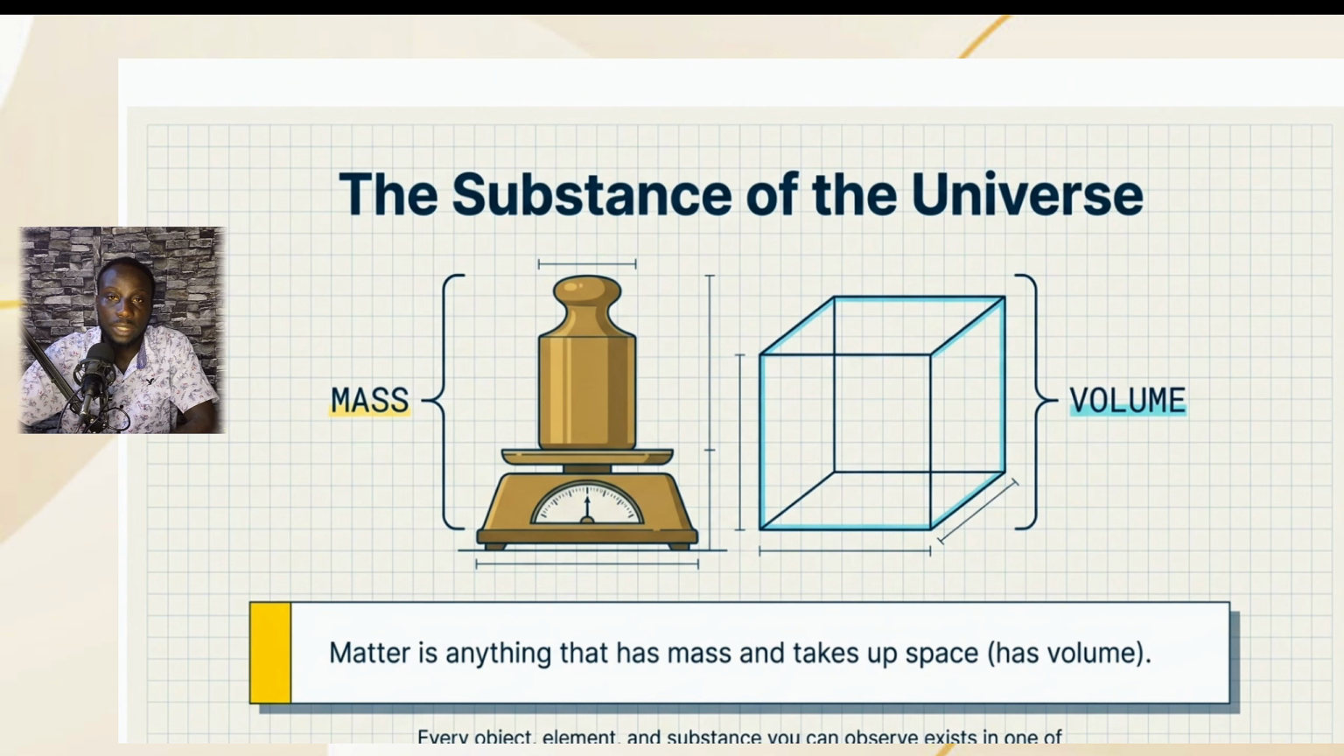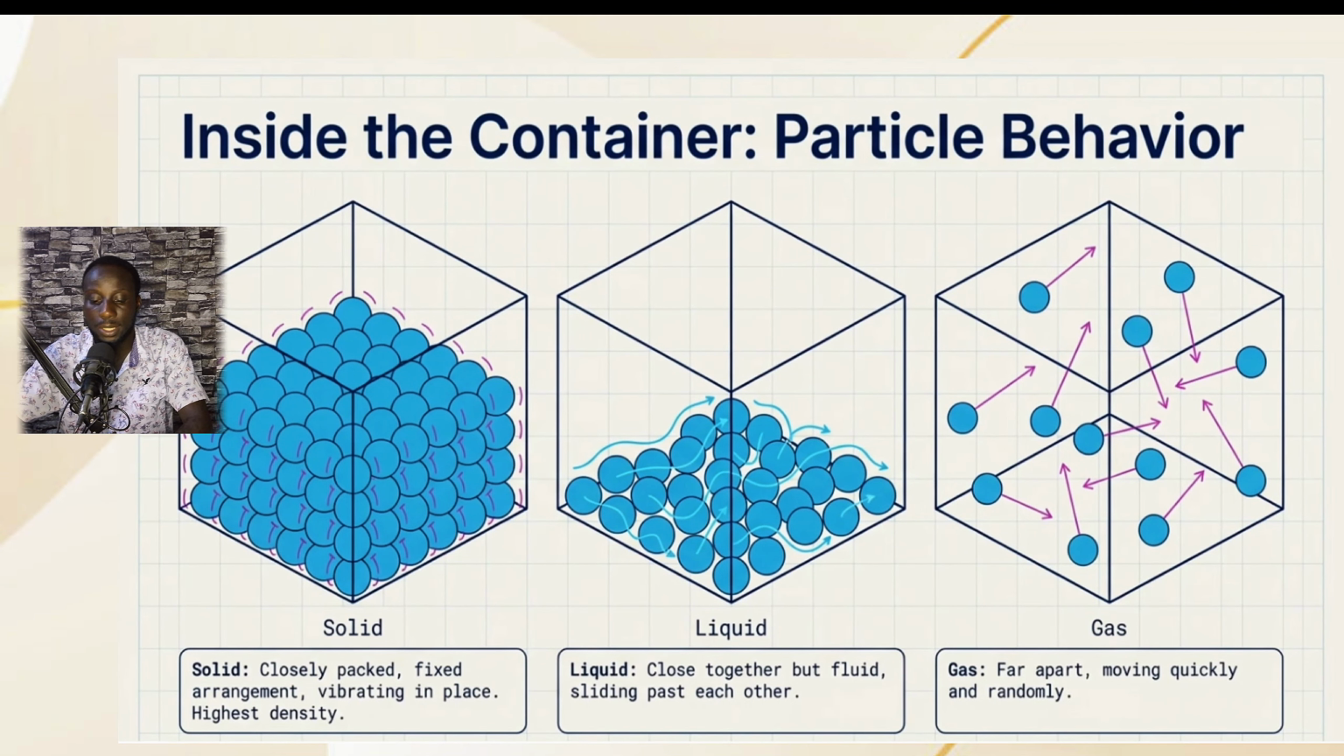Now, substance of the universe. When you take every substance, it has mass and volume. When you merge these together, a substance that has these two properties is termed matter. Anything that has mass and takes up space, has volume, is matter. So inside a container, let's observe the behavior of the various matter. We have solid, liquid, and gas.